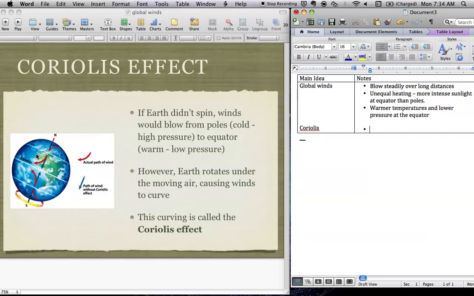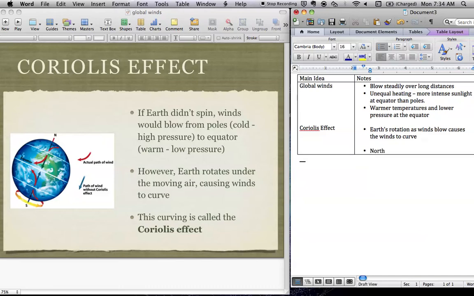And the Earth is moving in this direction from left to right in this picture. So as this wind tries to go south, the Earth moves underneath it and causes the path of the wind to curve. So the Coriolis effect, right? So the Earth's rotation as the winds blow causes the winds to curve, right? And this is called the Coriolis effect.